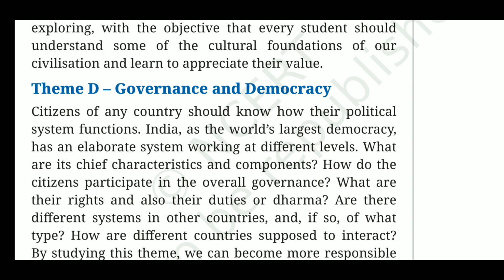Theme B: Governance and Democracy. Citizens of any country should know how their political system functions. India, as the world's largest democracy, has an elaborate system working at different levels. What are its chief characteristics and components? How do the citizens participate in the overall governance? What are their rights and also their duties or dharma?